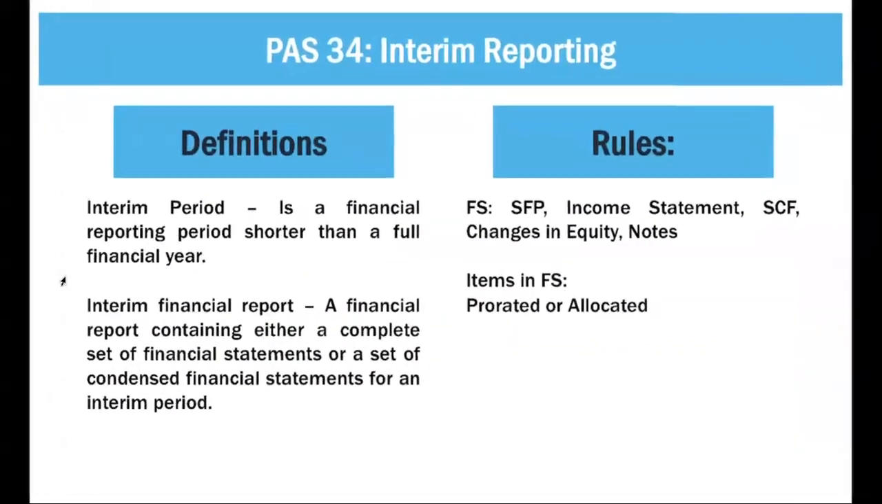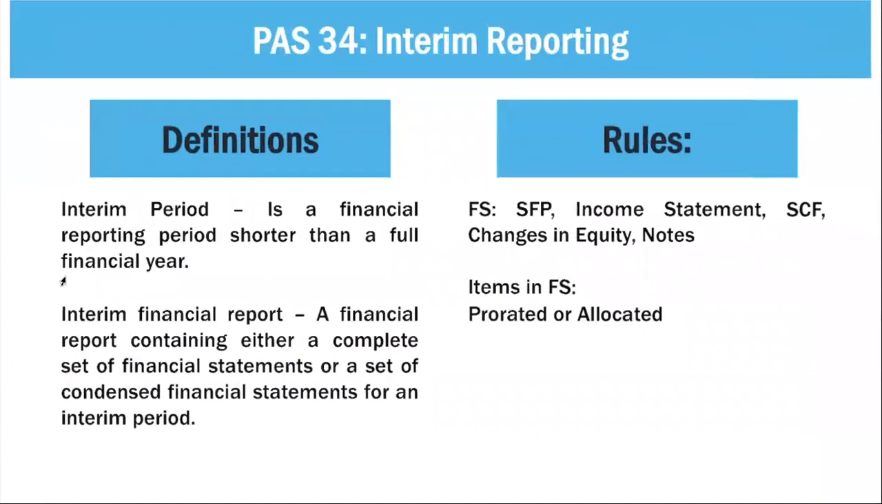Next, we go with PAS 34 interim reporting. So for interim reporting, what is an interim period? An interim period is a financial reporting period shorter than a full financial year. So you already know what is an annual period and what is an interim period. Annual period, 1 year. Interim period, less than 1 year. So you can report either 3 months. What do we call this 3 months? Quarterly. 6 months, we have your semi-annually. 1 month, we call this monthly. How about bi-monthly?